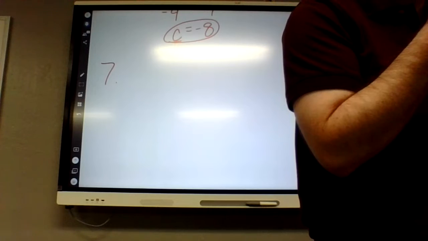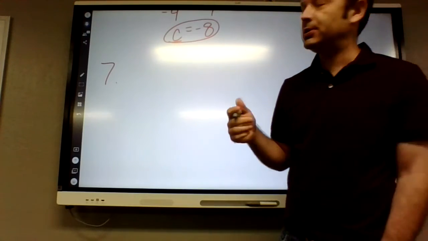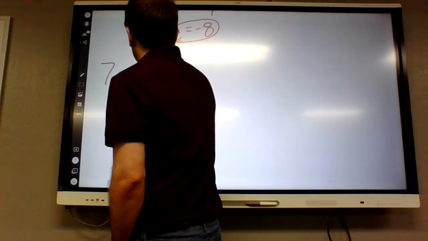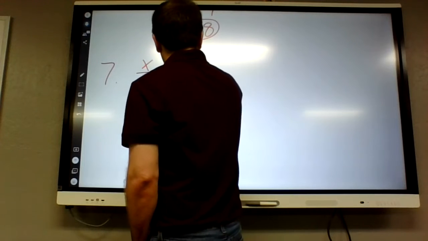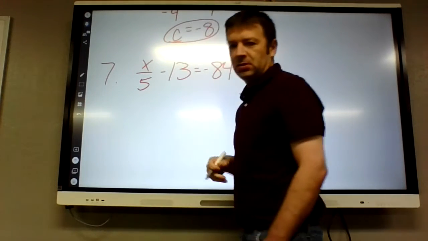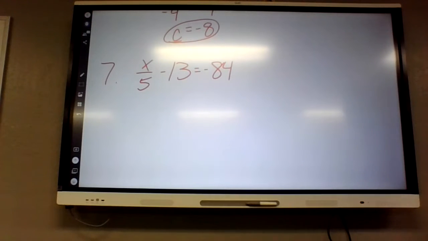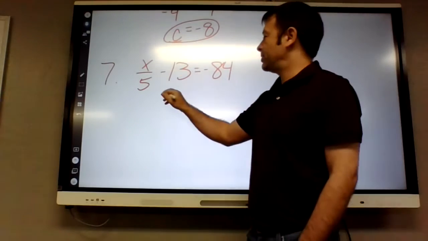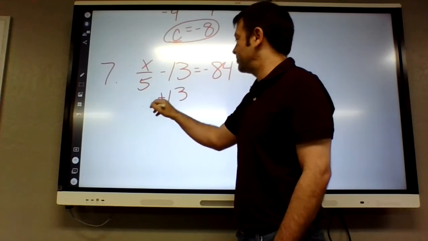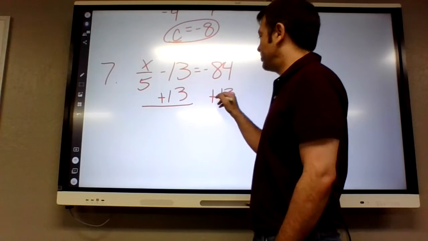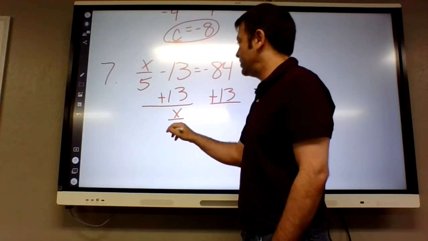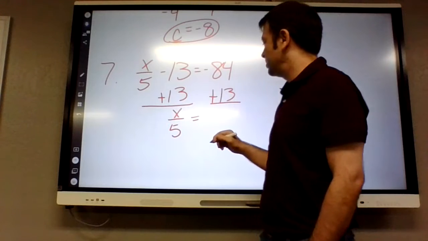Easton's very upset. X over 5 minus 13 equals negative 84. Alright, Roman, what should we do first? Add 13. You guys might check and make sure I don't copy the problem down wrong. Occasionally I might, or you might. So if I do, feel free to point it out.